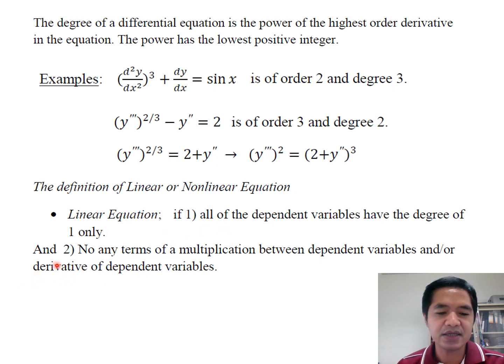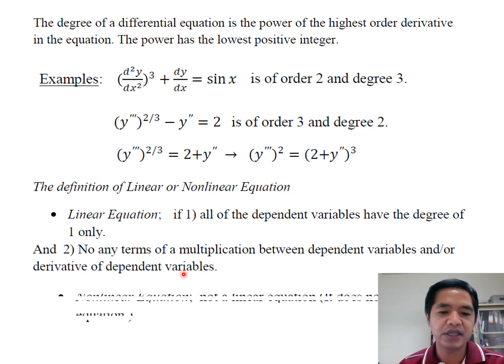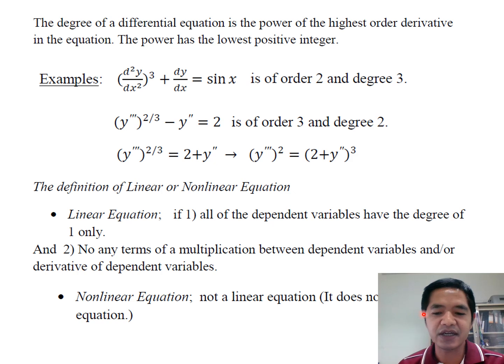And the second condition is that there are no terms with a multiplication between dependent variables and/or derivatives of dependent variables. Otherwise it's going to be a nonlinear equation. So a nonlinear equation means it does not satisfy the linear equation conditions. Okay, now let's take a look at examples of linear and nonlinear equations, so you will see more clearly how it looks when we talk about linear or nonlinear equations.